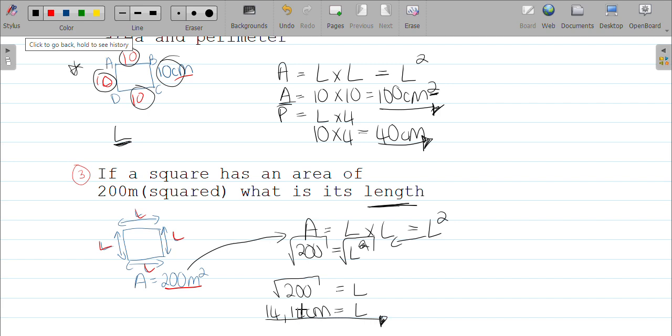All right, that was a pretty straight line, freehand. So that is our answer, guys, for the length. It's as simple as that.